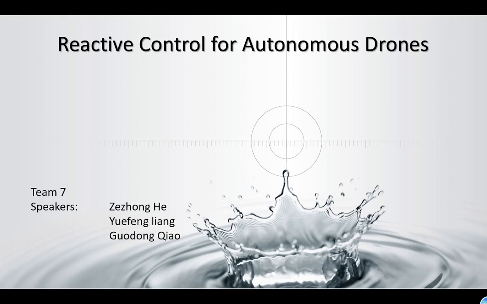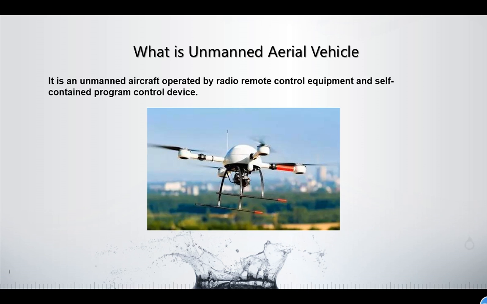Today we are going to talk about reactive control for autonomous drones. The unmanned aerial vehicle, which is also known as a drone, is an unmanned aircraft operated by radio remote control equipment and a self-contained program control device. It can also be operated completely or intermittently autonomously by an onboard computer.